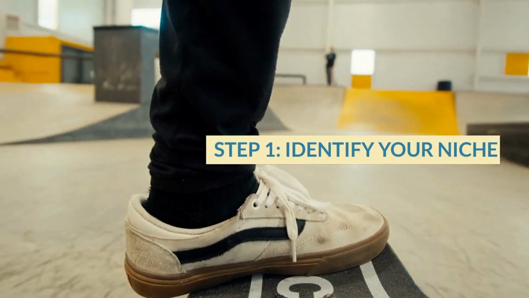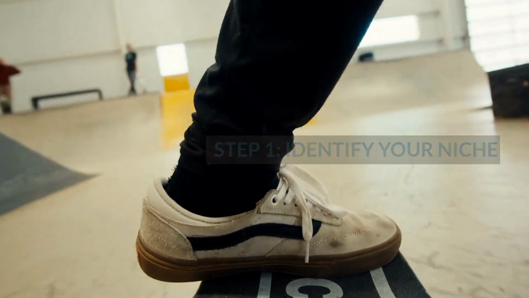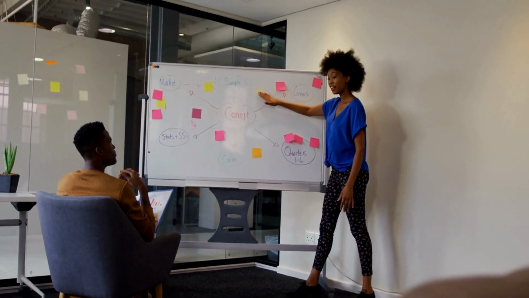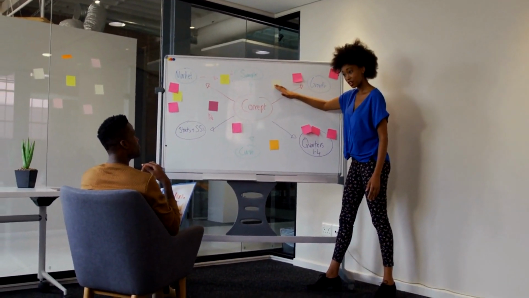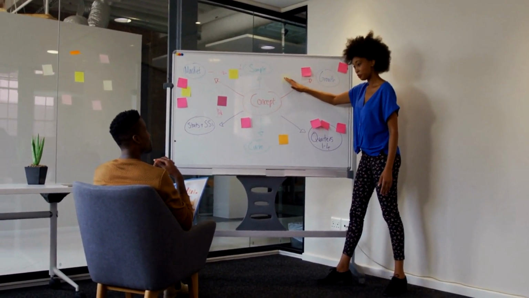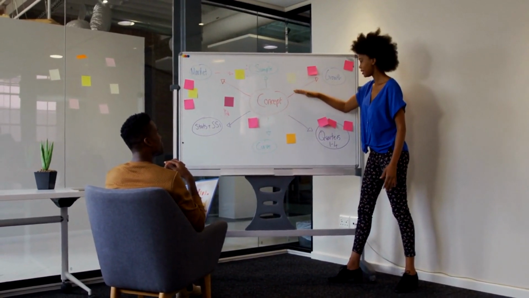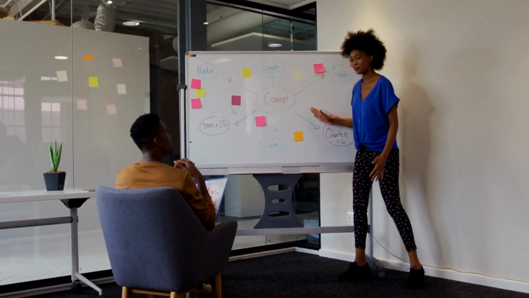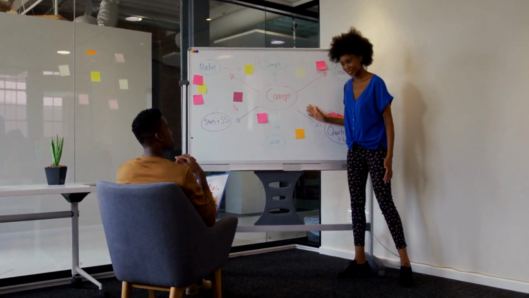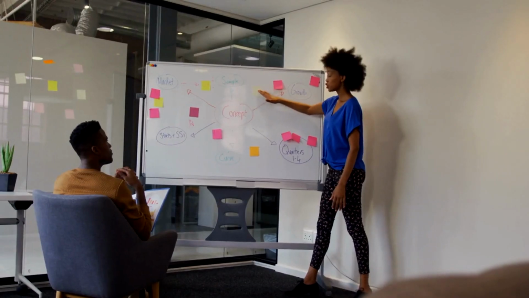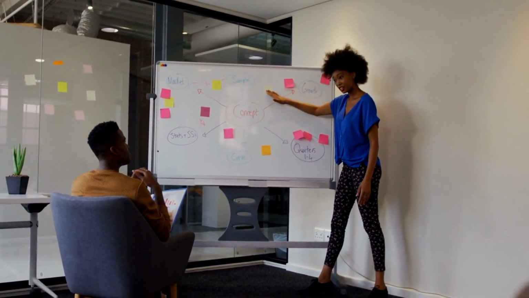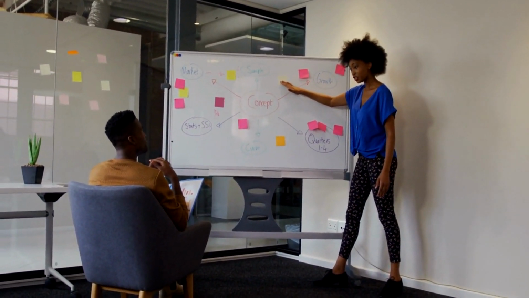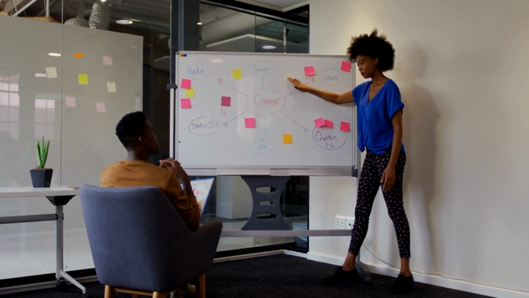Step 1. Identify your niche. The first step in creating an online course is to identify your niche. Think about your passions, skills, and areas of expertise. It's essential to choose a topic that you're knowledgeable and enthusiastic about, as this will help you create engaging and valuable content for your students. Take some time to brainstorm and narrow down your options to find the perfect niche for your course.